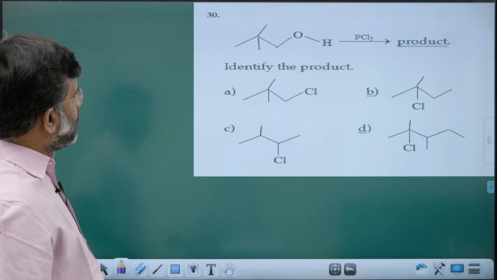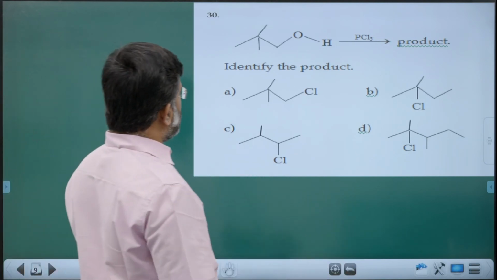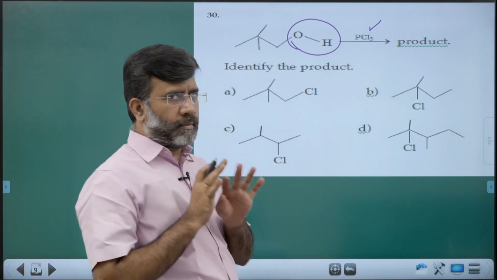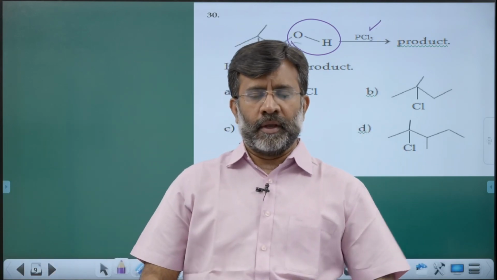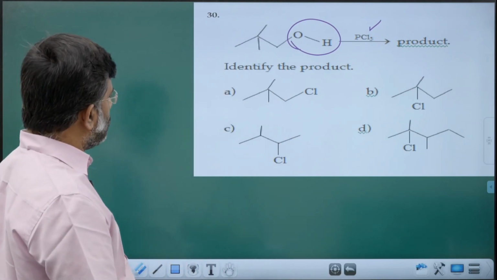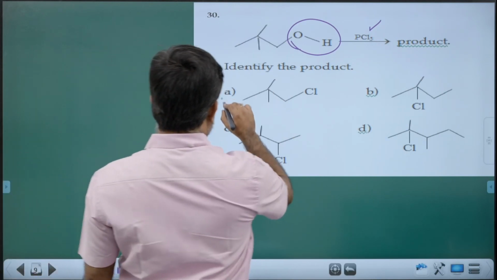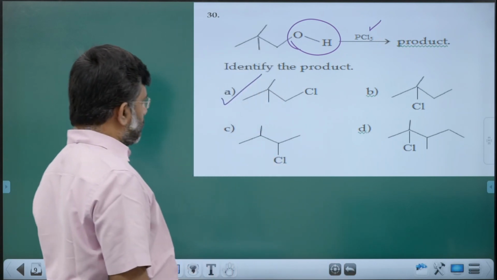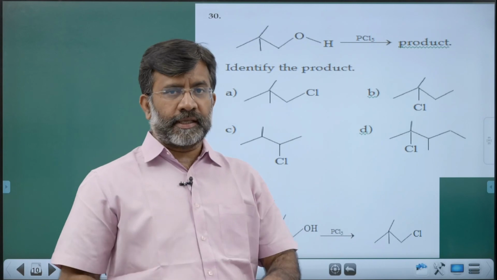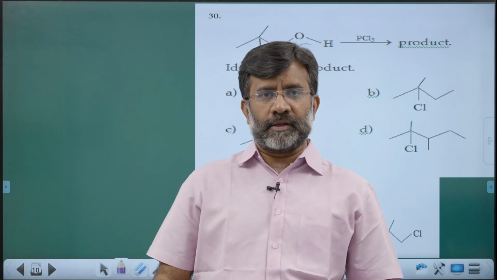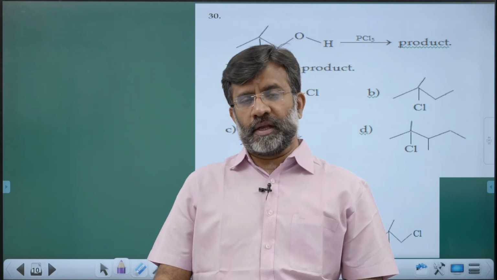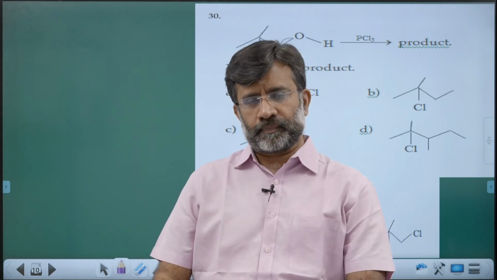Now what about PCl5? PCl5 will go for the SN2 mechanism. This will simply replace chlorine. No carbocation rearrangement at all. OH goes, chlorine comes. That's all. Option A is the correct answer. So with HCl, there is an ionic mechanism and you must think about carbocation rearrangement, while with PCl5 or PCl3, no.